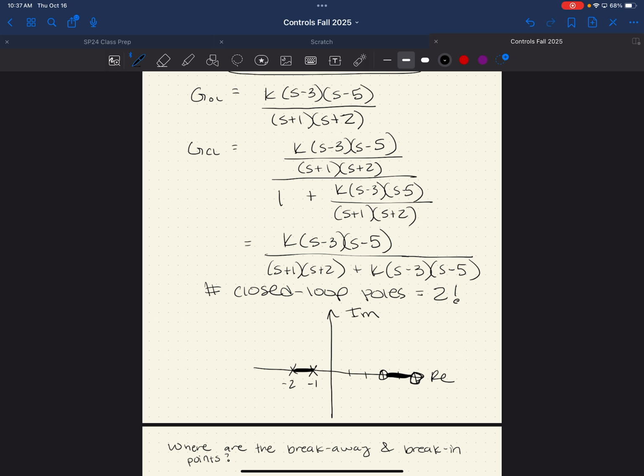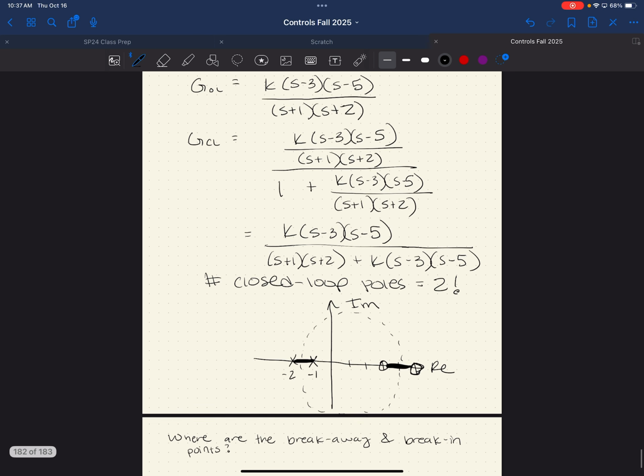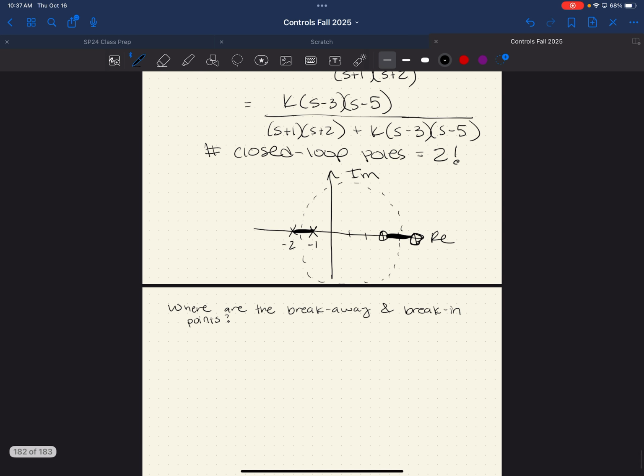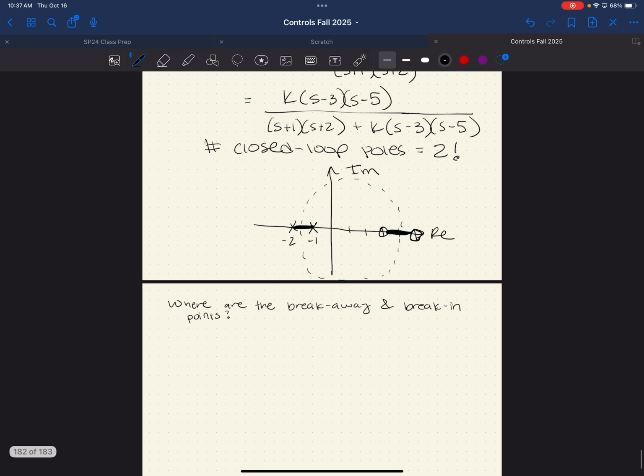So somehow these branches that are starting at these poles on the left, they have to get over to the zeros on the right. Okay, so we know that they're going to do something like this. But this is a detailed sketch, so we're going to go ahead and try to figure out where are these breakaway and break-in points. So this would, of course, be a breakaway point. And this is a break-in point.